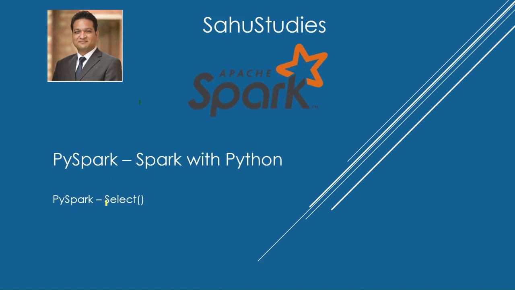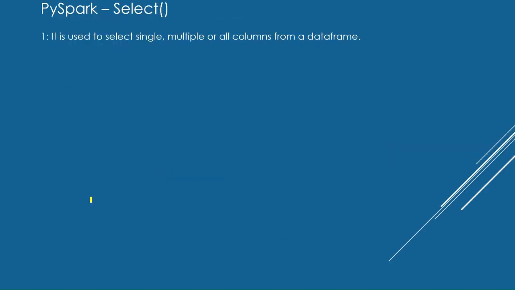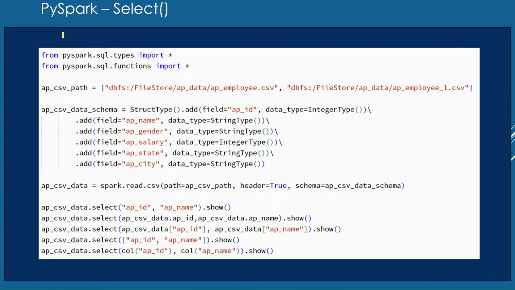In this video, we will see how we can use the select function in PySpark. So what is the select function? It is used to select single, multiple or all the columns from a data frame. In this video, we are going to see how many ways we can select a column from a data frame.